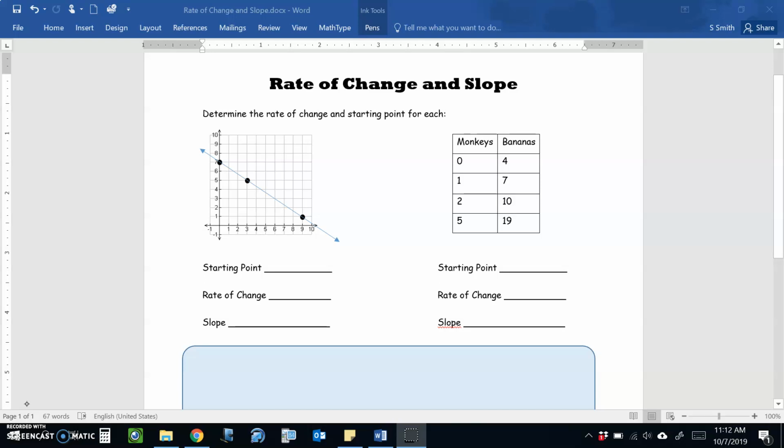Today we're gonna review what we talked about on Friday, which was rate of change. We're gonna attach that to slope, which are actually very similar. To get us started, let's do a quick review of what we did on Friday. On Friday, we learned how to find the rate of change from a graph and from a table.